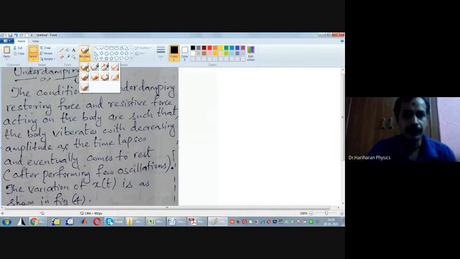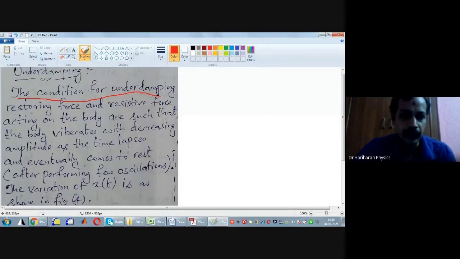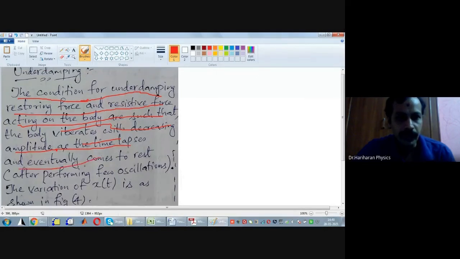In the case of underdamping, the condition for underdamping is b square should be less than omega square. That is, the restoring force and resistive force acting on the body are such that the body vibrates with decreasing amplitude. The body vibrates with a decreasing amplitude as the time lapses and eventually comes to rest. Correct?